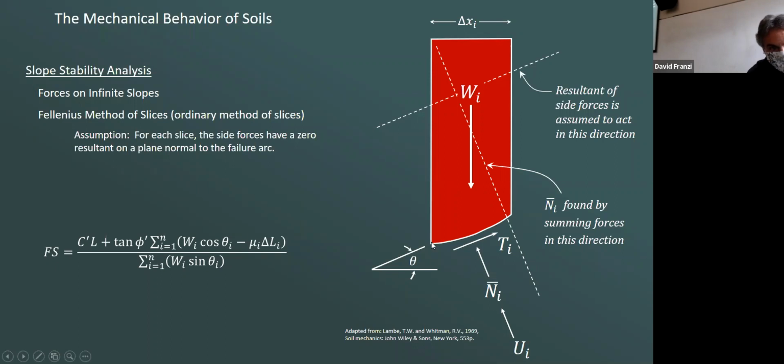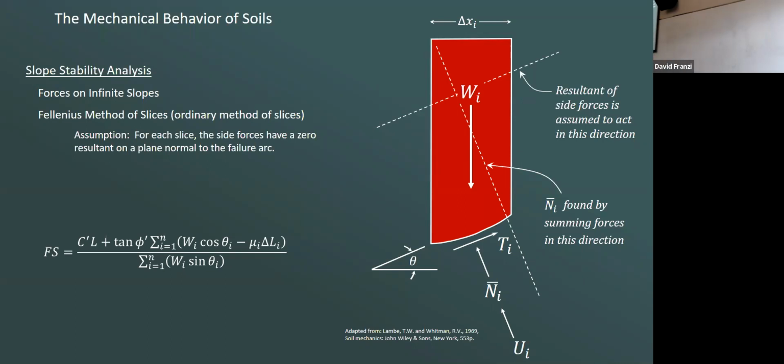We could define little L sub I as the straight-line distance between the two sides along the base. That's the length of the failure plane for that particular slice. If we sum all of those up, we get big L, which is the total length of the failure surface. And we multiply that by cohesion to get the total amount of cohesive strength along that failure surface.